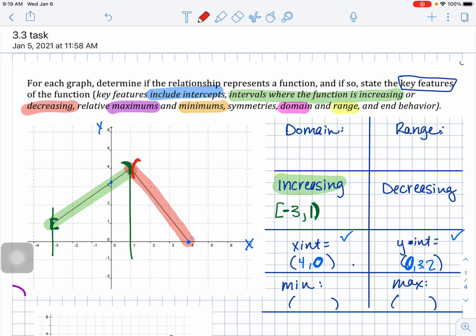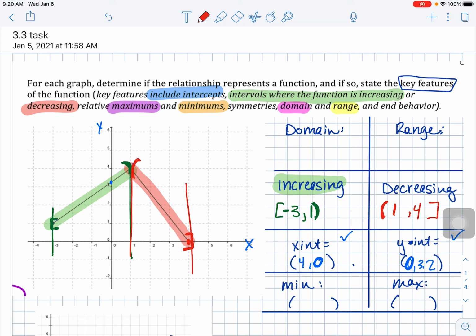I decrease the rest of the way. So the decreasing section also starts with a parenthesis, because it's kind of a shift. And that starts at +1. It starts right here at +1. And then I decrease all the way until I get to 4. And at 4, it's a closed circle. And I definitely stop at that point, so I'm going to put a bracket on that end. So that means my decreasing interval starts with a parenthesis, it ends with a bracket, and it stops at 4.